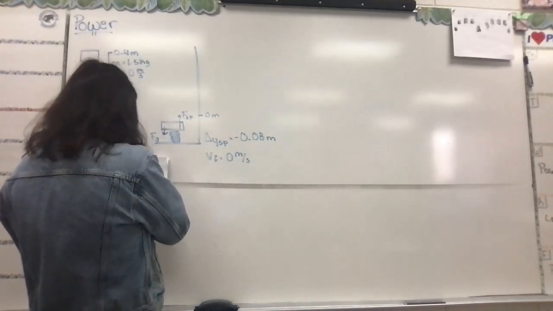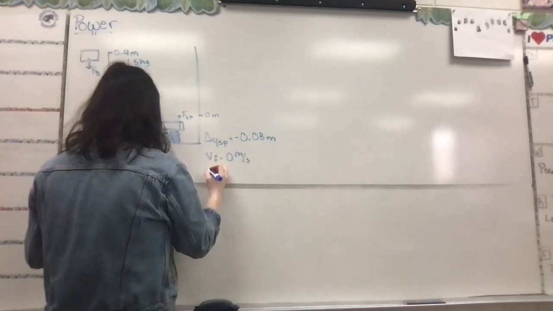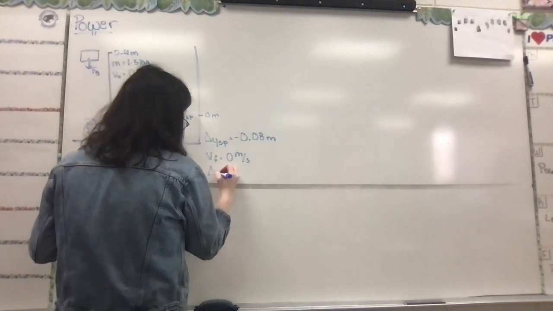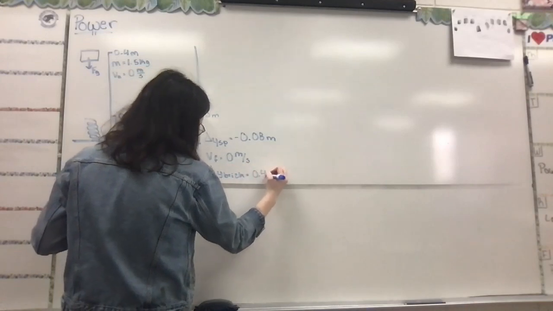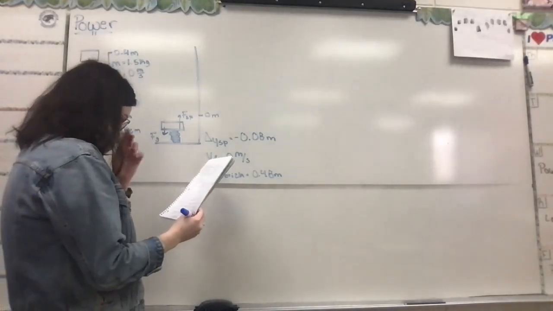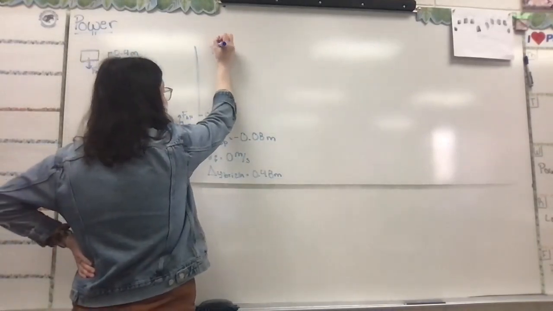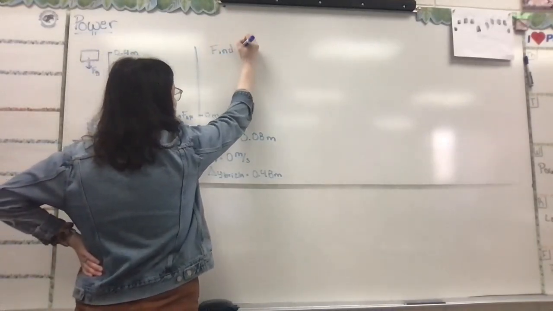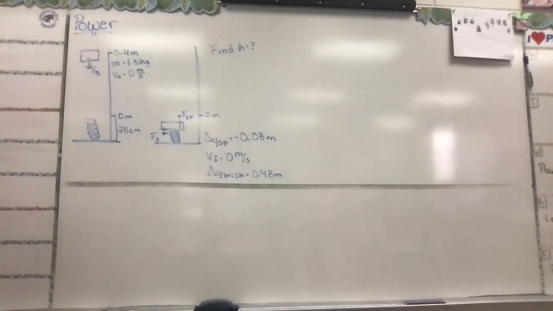Now, how far did the brick fall? 0.48 meters. Yes. The delta y of the brick, 0.48 meters. Okay. I think that should be everything we need, and we are trying to find our spring constant. This is a lot of information. This is a very loaded problem. So strap in, it's gonna be fun.